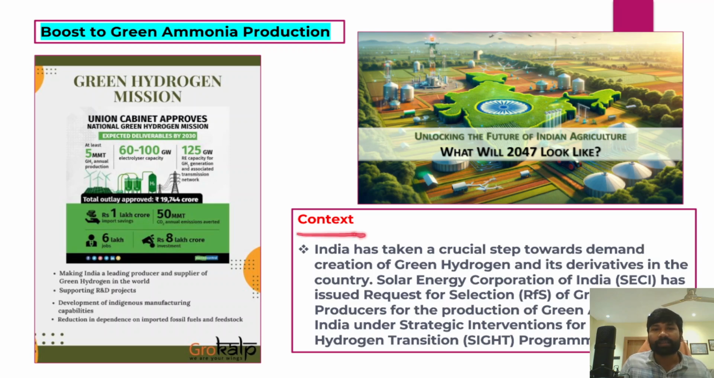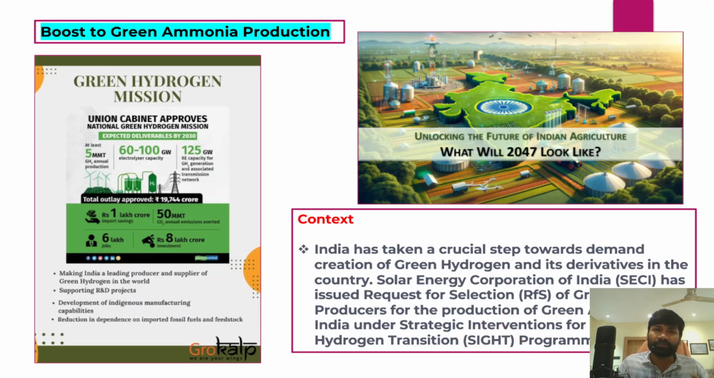Now the context is that India has taken a crucial, very important step towards creation of green hydrogen and its derivatives in the country. Why has India taken such a crucial step? Understand that it is very important that we gradually and rapidly make a transition towards renewables. In fact, the Solar Energy Corporation of India has recently issued a request for selection of green ammonia producers for the production of this green ammonia. In India, the strategic intervention for green hydrogen transition is the SIGHT program.